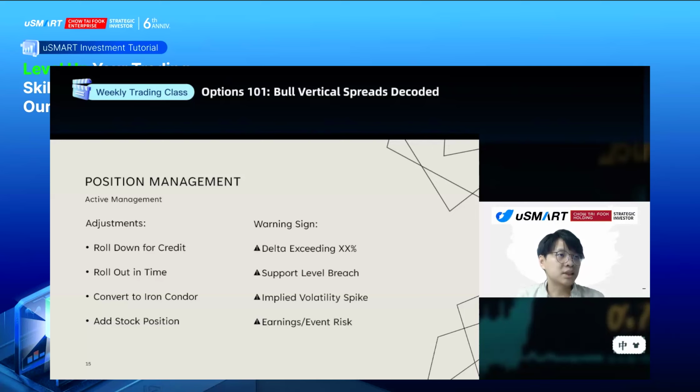And these will be the warning signs for your position, and you need to be aware of them. The first warning sign is the delta. If the delta is accelerating, because the delta measures the sensitivity of the option to the stock price, then as the price gets closer to your strike price, the delta increases. So you will have a signal of high risk.